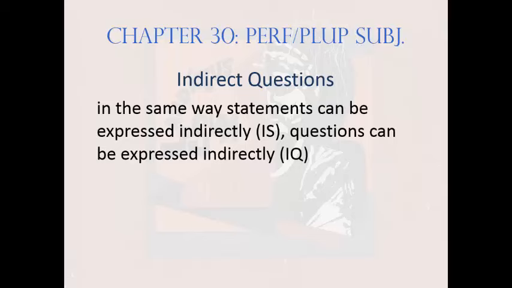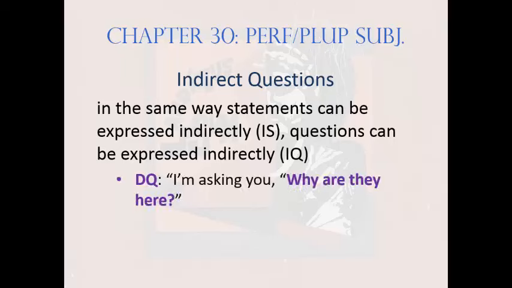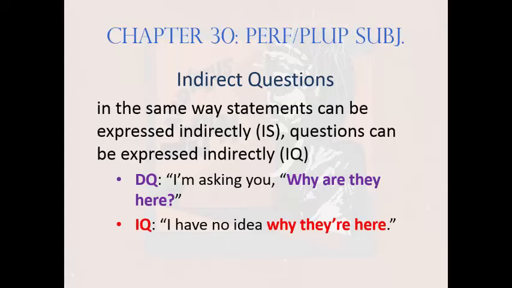Questions can be related directly. I'm asking you, quote, "Why are they here?" Or indirectly, I have no idea why they're here. Note a subtle but telling difference in the way English distinguishes between direct and indirect questions. Direct questions reverse the normal order of subject and verb. Why are they here? Are verb, then they subject.